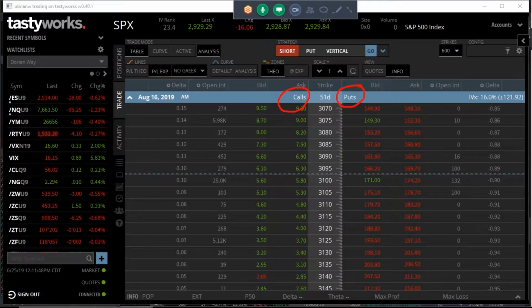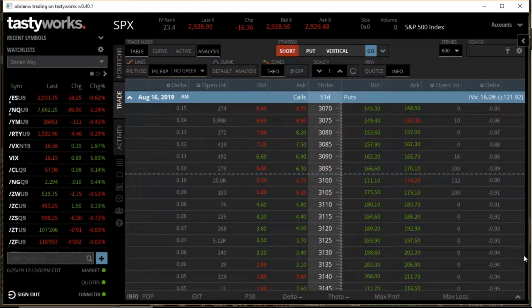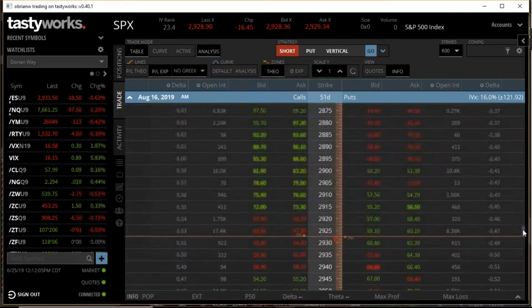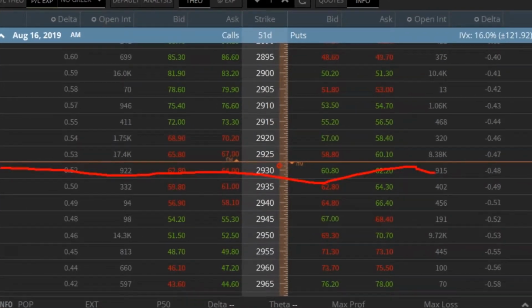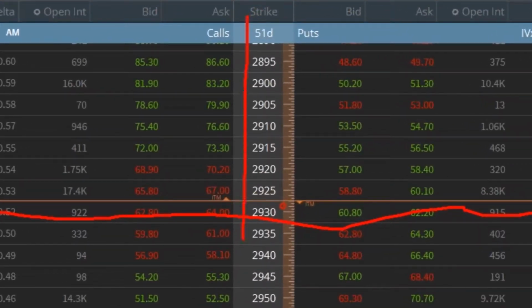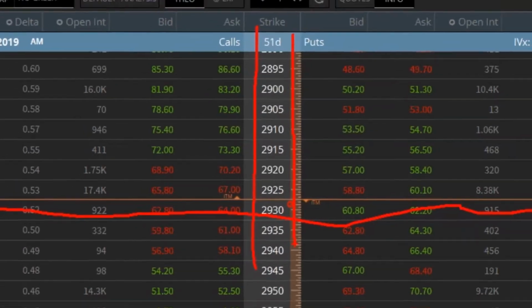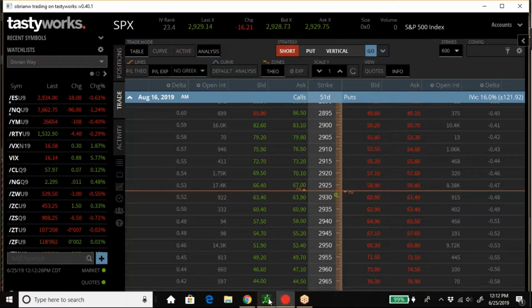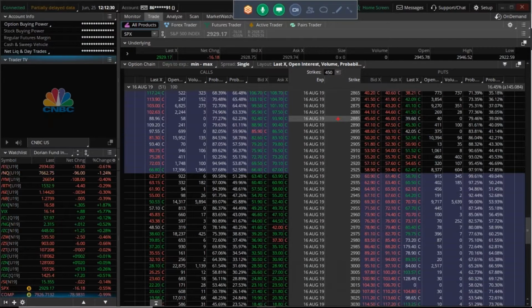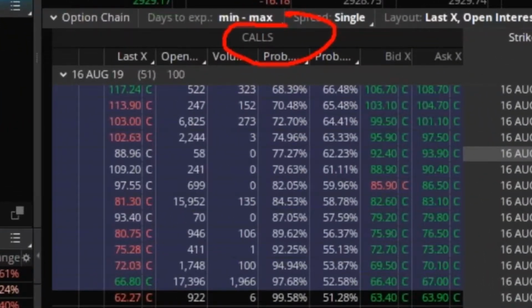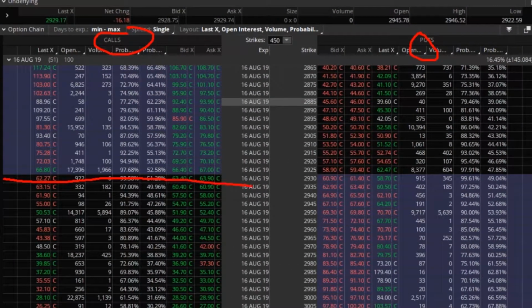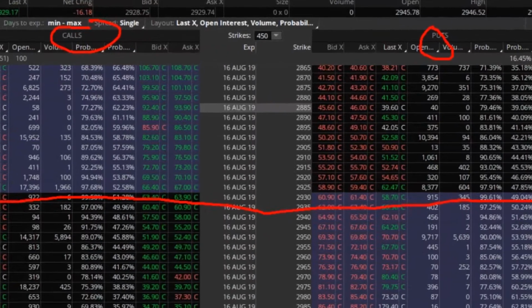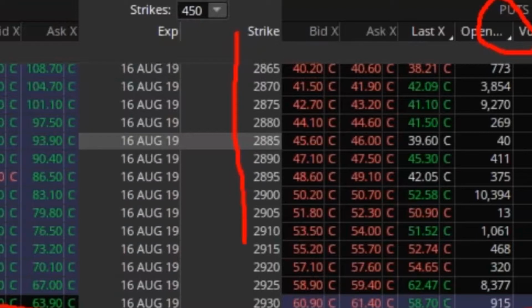And down the middle on the TastyWorks platform is the horizontal orange line, and this is what is considered at the money. And the vertical area is where the strikes are at. And if you jump over to the Thinkorswim platform, you'll see the same kind of concept. You have calls to the left, puts to the right, and this is the at the money line area on the Thinkorswim platform, and then this is the vertical area where the strikes are at.